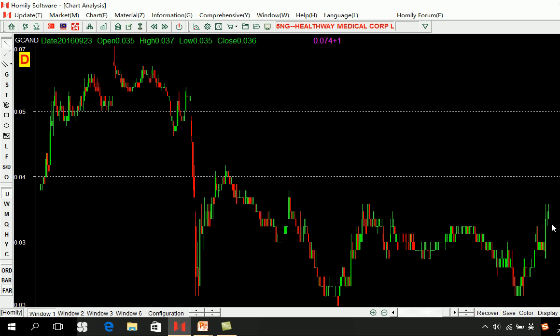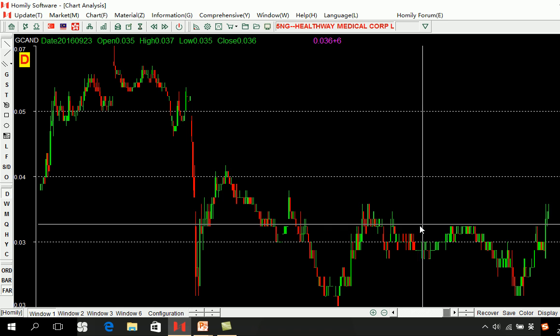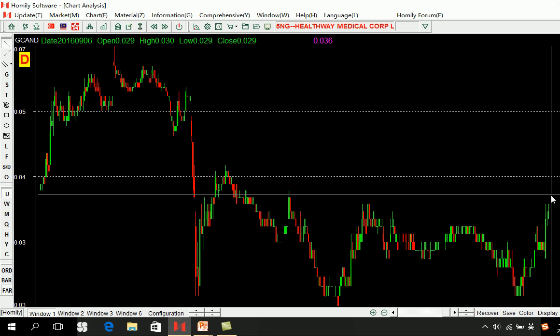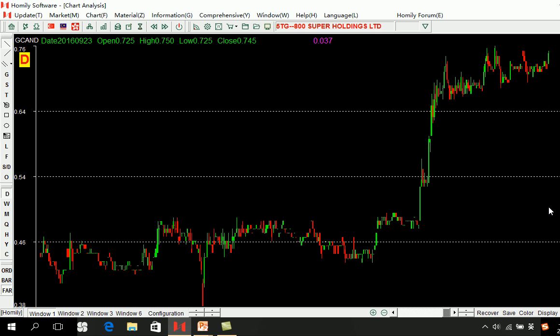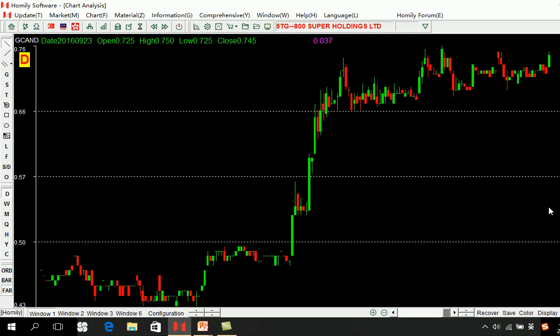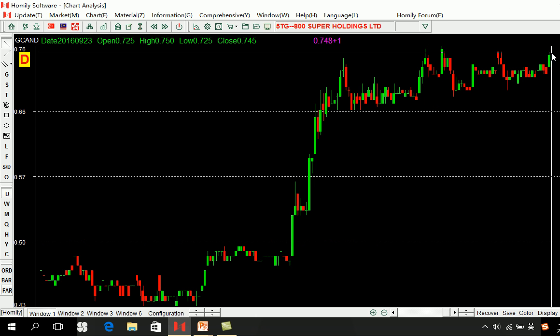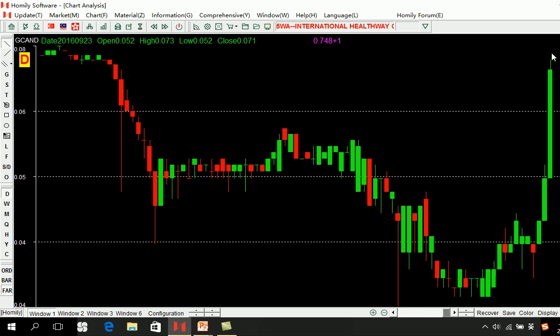How about this one? This one just touched the sub-resistance, right? If you see the price just touch the resistance, you should see whether the price can break upward through the resistance or not. If it cannot, we just wait and see, okay? This one is so strong, right? But this is the high price. If the price is just close to the previous high price, you should wait and see, okay? Then we can see this one. This one is so strong, right?